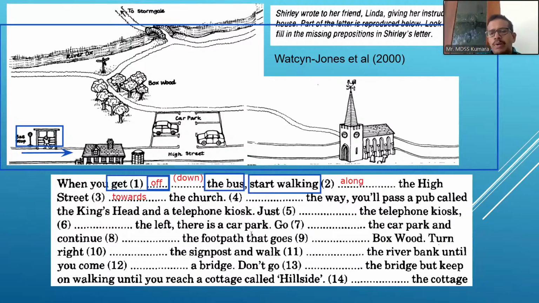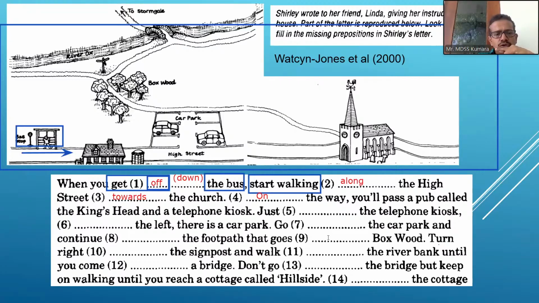Blank the way, you'll pass a pub called the King's Head and a telephone kiosk. On the way. Yes, on the way. So it's a fixed expression, on the way. On the way means while going, when you are going. On the way, you will pass a pub called the King's Head and a telephone kiosk.